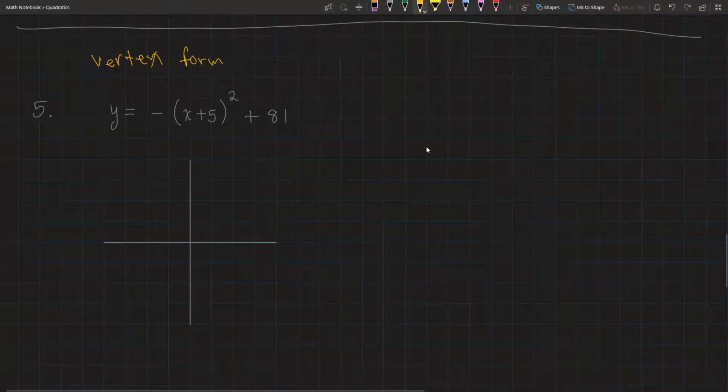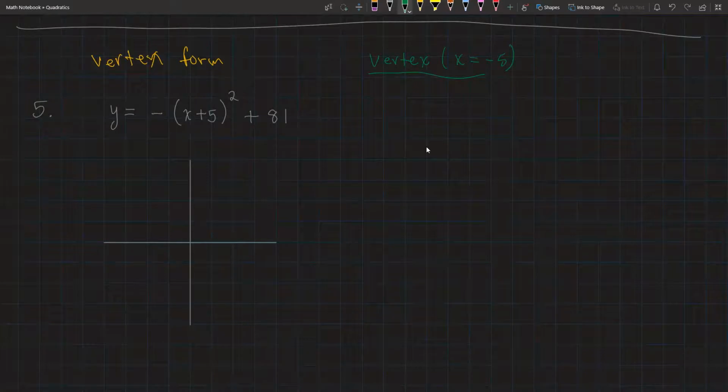So what's the vertex? That's where I'm going to start. So vertex, in this case, the line of symmetry is when x equals -5. And that point is -5, 81. And we're done with vertex.